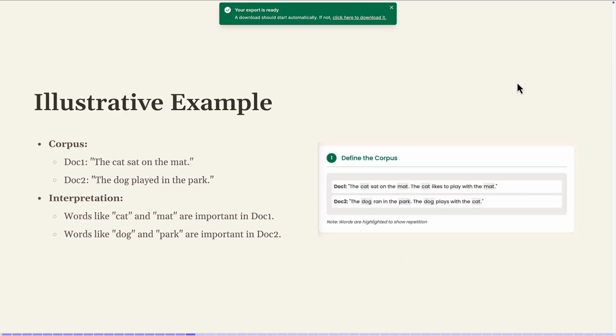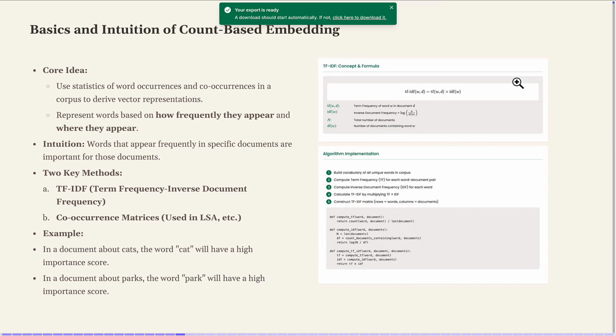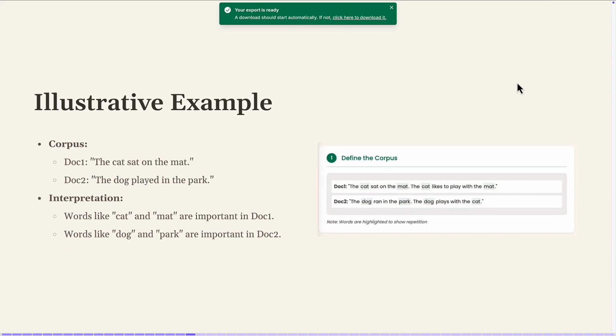Let's understand the high-level context. The algorithm is actually to build the vocabulary of all unique words in the corpus, then compute the term frequency of each word, then compute the IDF for each word, then calculate the product, and finally construct the TF-IDF matrix. Let's take it step by step.